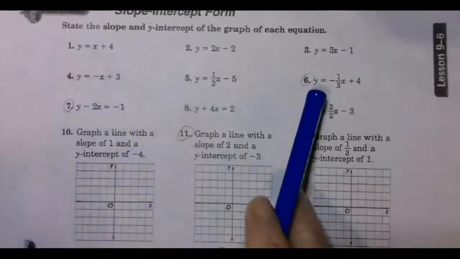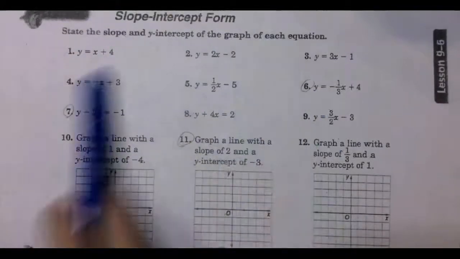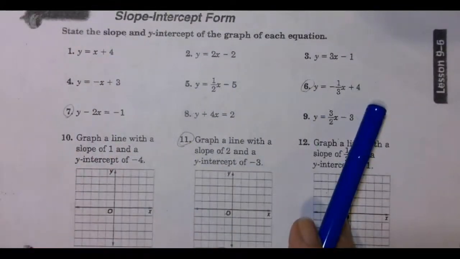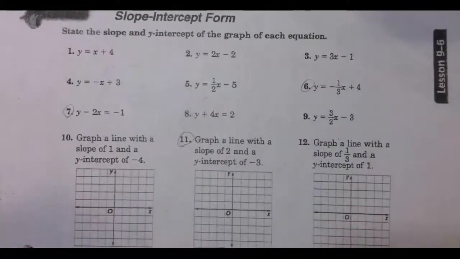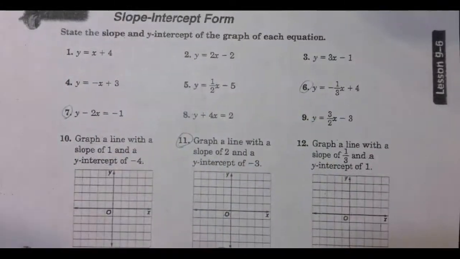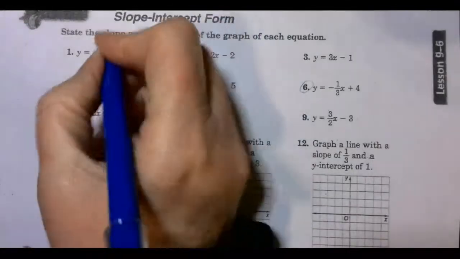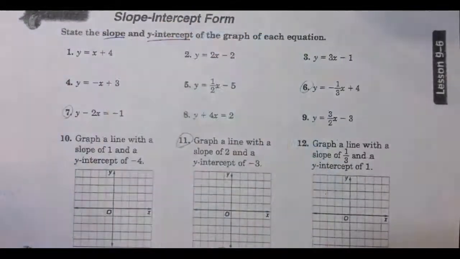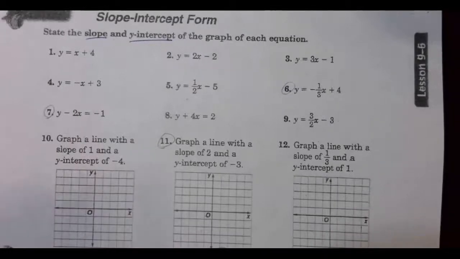So let's just start off. Here we go. What I did is I didn't pick the easiest ones. I tried to pick ones that maybe were a little more complicated, and we'll get to that. These are the ones that I picked, and if you were in the room, I'd let you pick them, but you're not, so I just picked a couple for you. The first thing we're going to have to do is state the slope and the y-intercept of each equation. It doesn't matter which order we do it in.